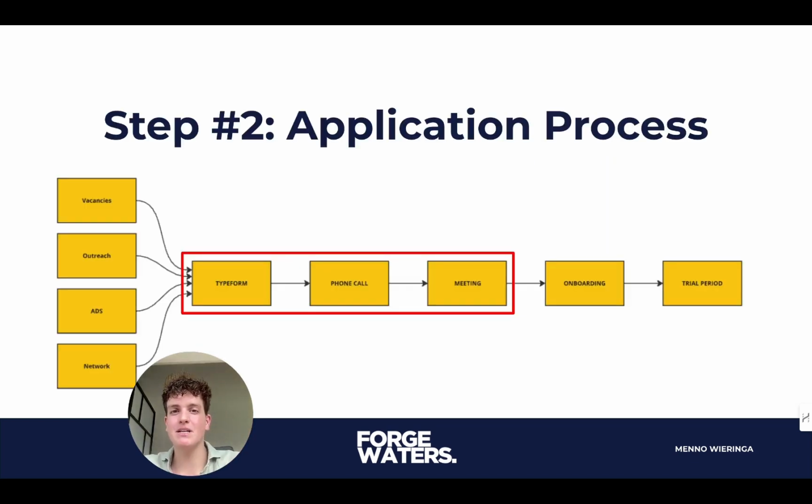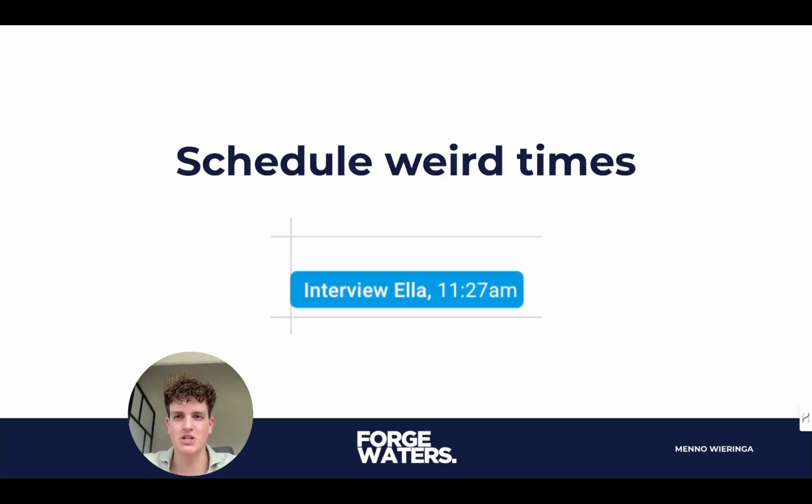The second step is the application process. You want to make sure that this is actually very efficient. So you want to schedule weird times. Why do you want to do this? Because you want to see if people are on time.